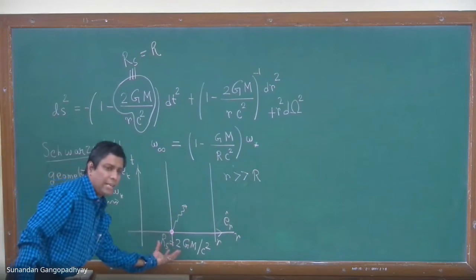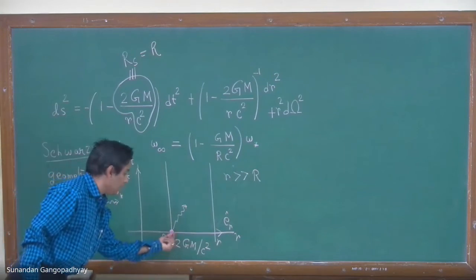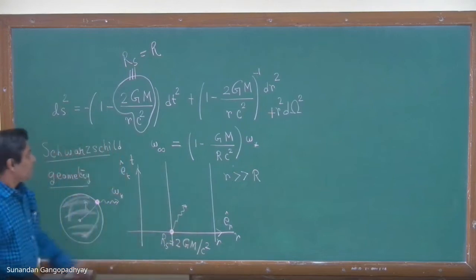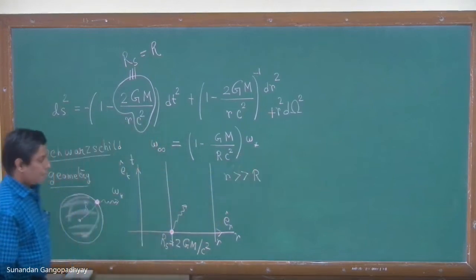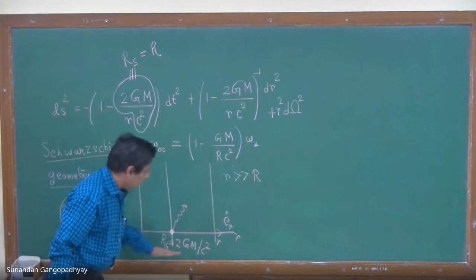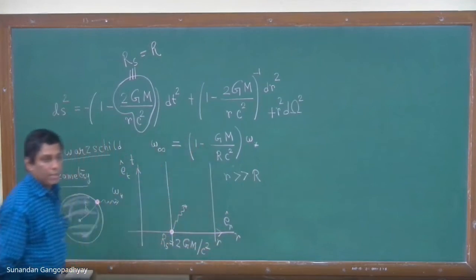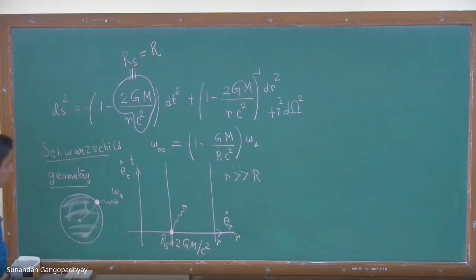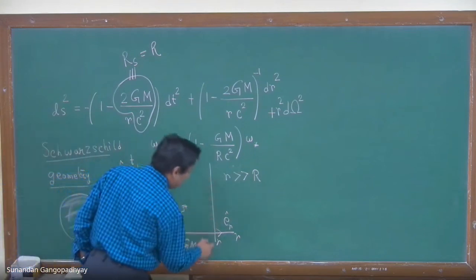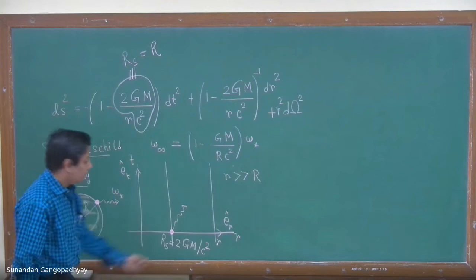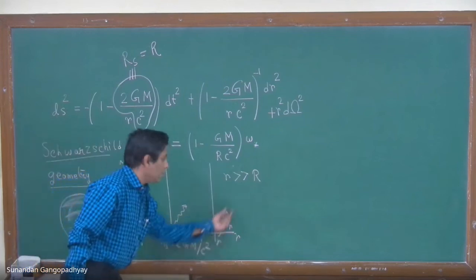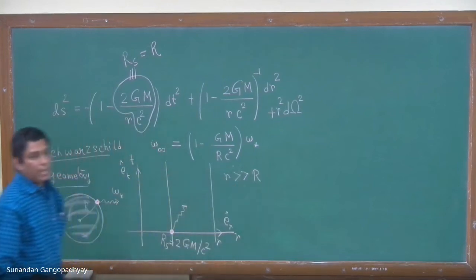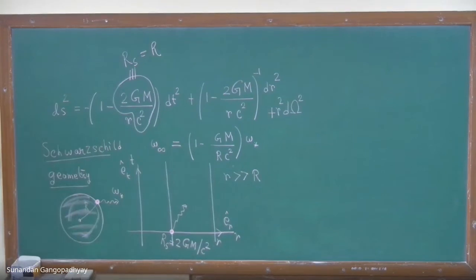So this is the radius of the star. From here, light is being emitted with frequency omega star, not necessarily in a radial direction, but in any arbitrary direction. And here you have the stationary observer. Some observer is sitting here, and it is being received at this arbitrary radius, where there is another stationary observer. His radius is much larger than capital R. Okay.